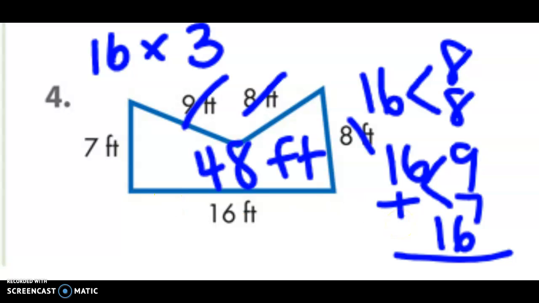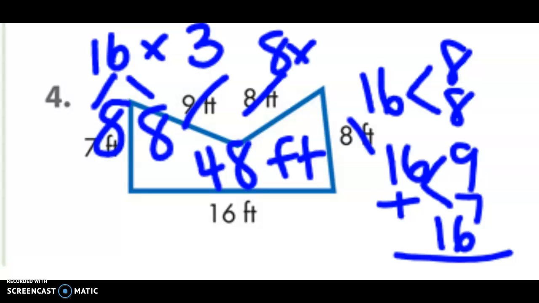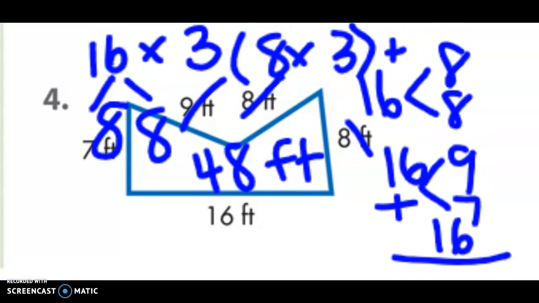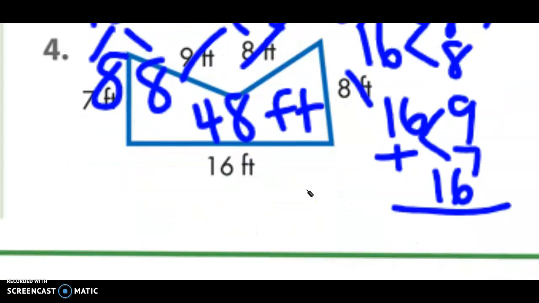Now if you're like, Miss Reynolds, how did you do that in your brain? Well, I've had a lot of practice with multiplication, but if you wanted to just add 16, 16, and 16, you can. My brain actually thought of this as distributive property, and I doubled this, made this an 8 and 8, and so I had 8 times 3 in my head, and another 8 times 3, and I just multiplied those out, added them together, so 48 feet.